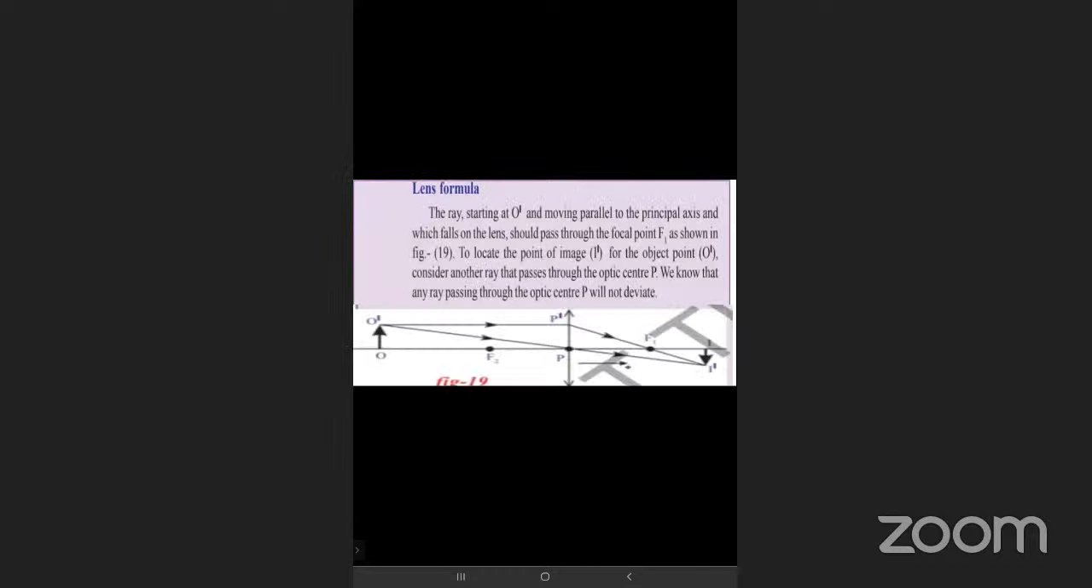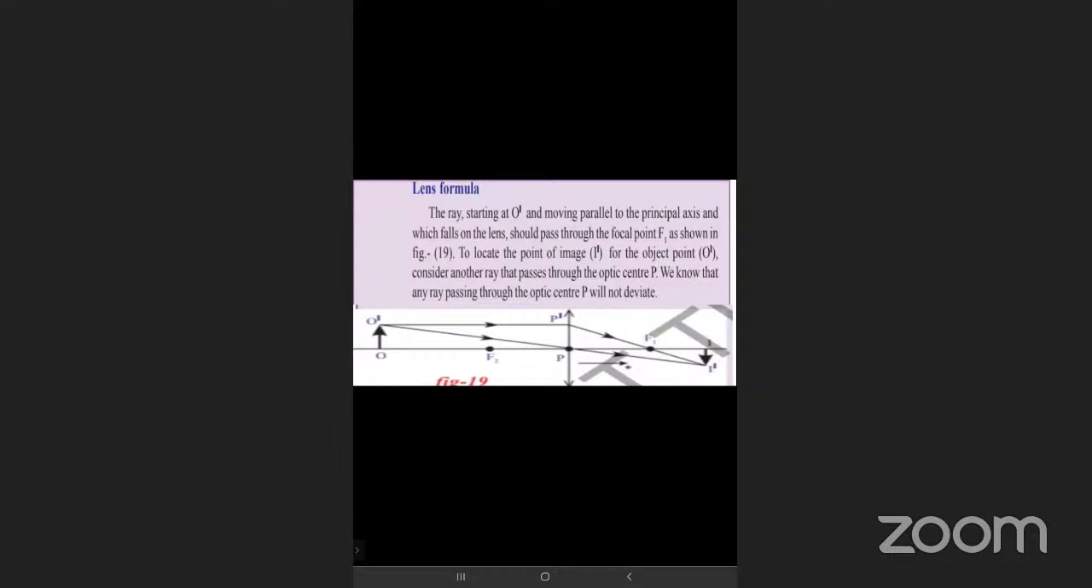So the next one we have is the lens formula. Very important. This chapter is very important to you, children, so concentrate on these topics. Once you read, you will get it very easily. So the lens formula, a very important one.